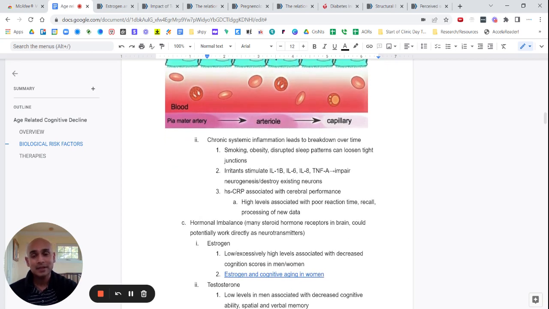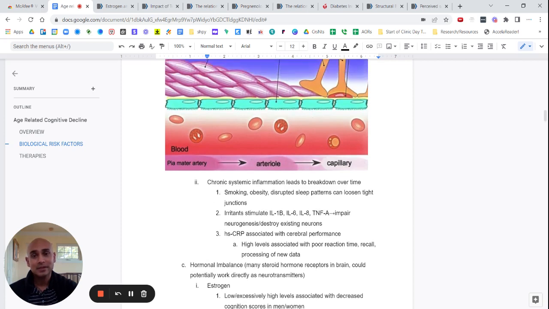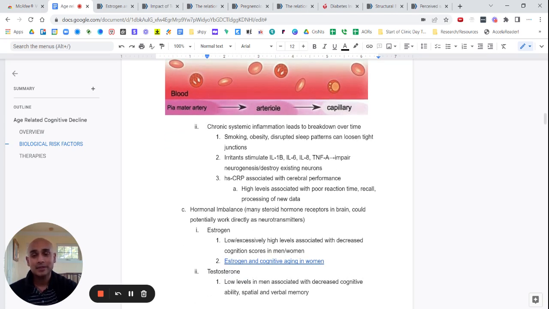Certain irritants, environmental irritants or dietary irritants, seem to stimulate certain cytokines like IL-1 beta, IL-6, IL-8, TNF-alpha, which can then themselves destroy existing neurons and more easily pass with a disruption of the blood-brain barrier. And one important lab marker to look at is your high sensitivity C-reactive protein, which is a marker of generalized inflammation in the blood. And there have been several studies that have shown that higher levels of hs-CRP are associated with poor reaction time, recall, and processing of new data, and Alzheimer's and dementia.